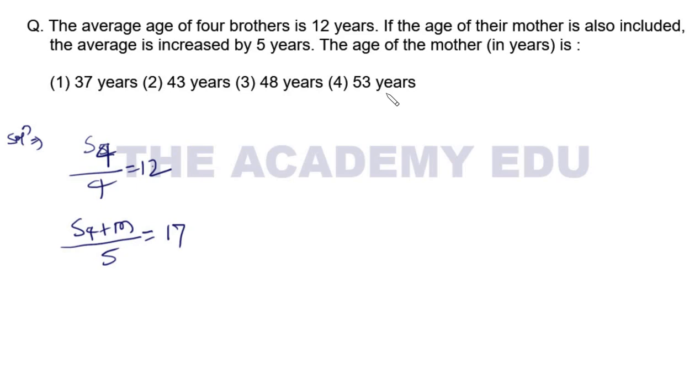See, when the mother joined them, the average becomes 17. Okay. And it increased 5 on each one. So the mother will give extra how much? 5 on each. 4 brothers and 1 is the mother. So 5 into 5, 25. So what is the age of the mother?